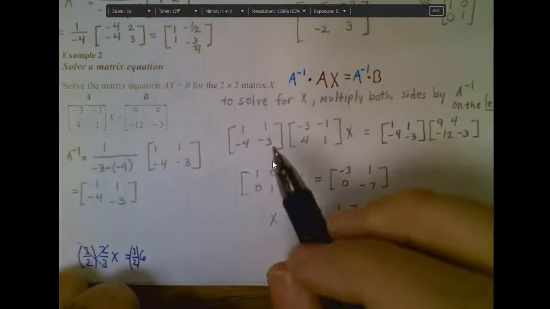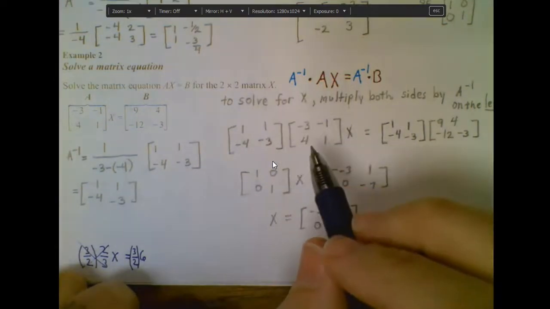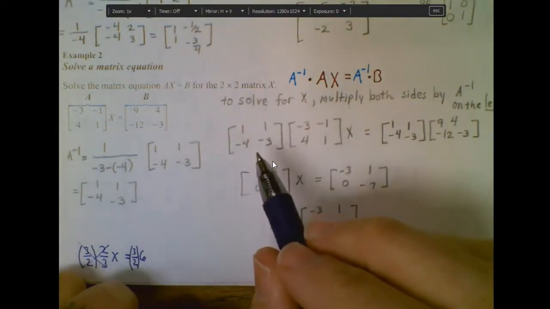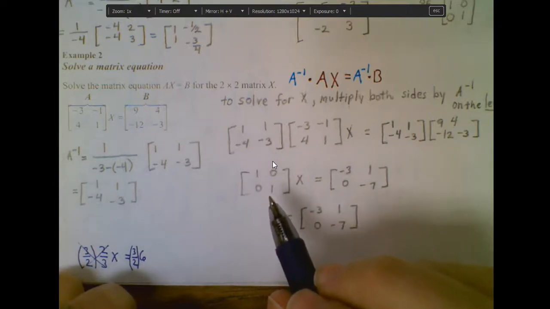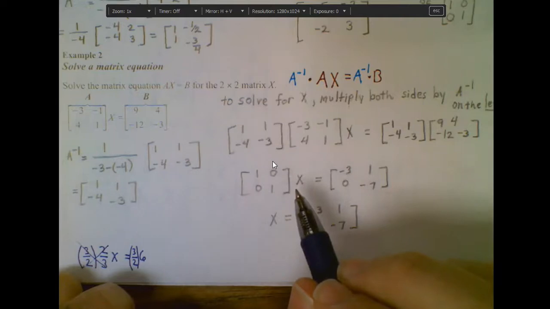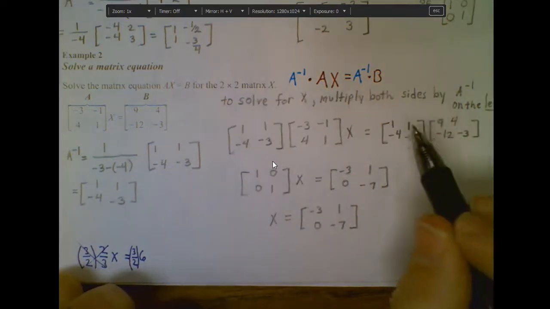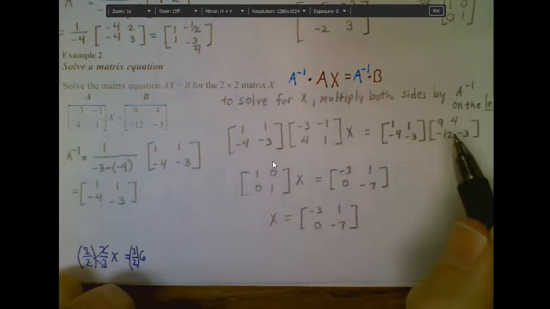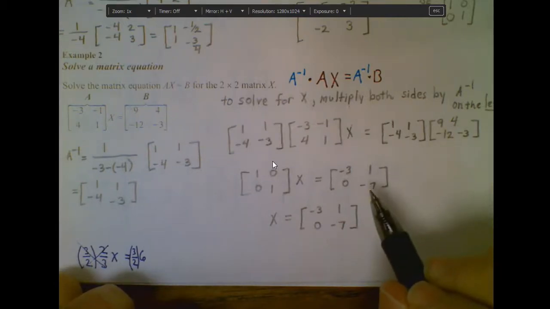Remember what happens on the left. If I multiply a matrix times its inverse, I get a value of 1. And so it's like having x by itself now. This is like having 1x on the left. On the right, I just have to multiply my inverse times the matrix B that was already there in order to get my solution matrix.